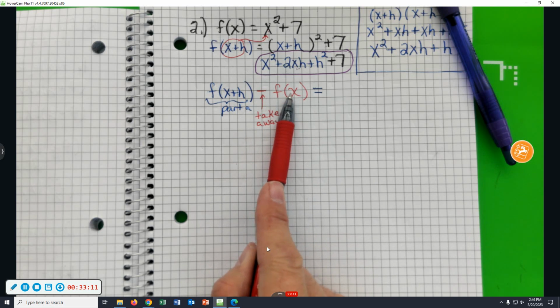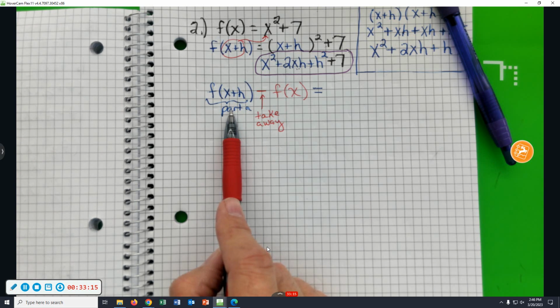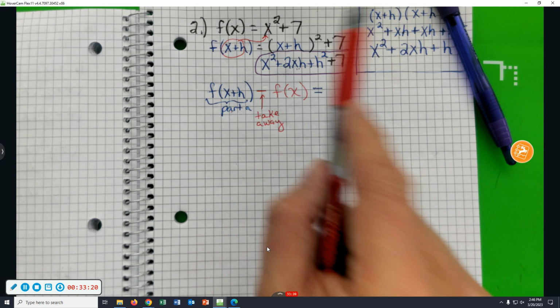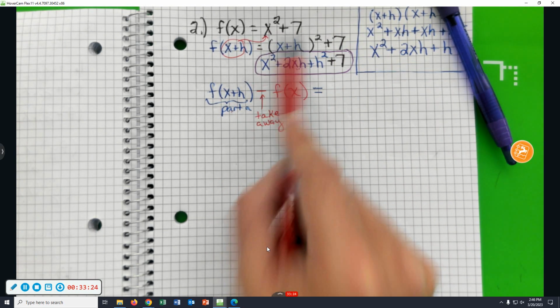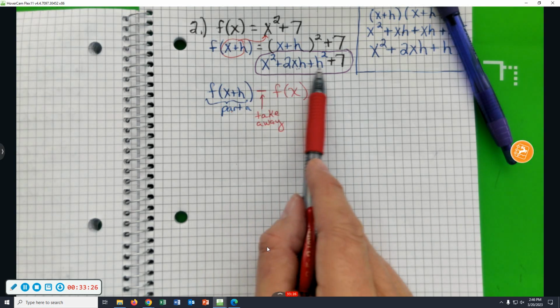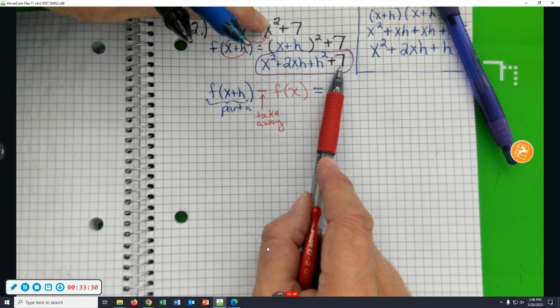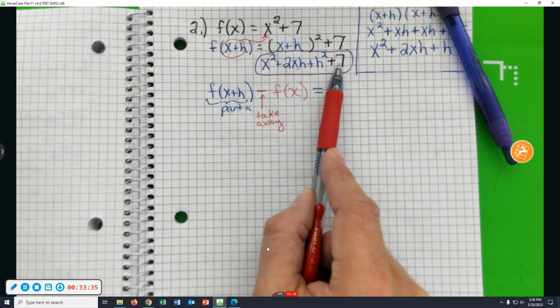This is the second part of the problem. Take your answer from part A and take away everything that was in the original function, f of x. So look at this answer. Take away the x squared and take away the plus 7.